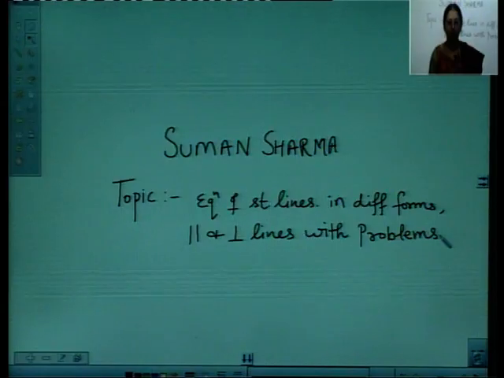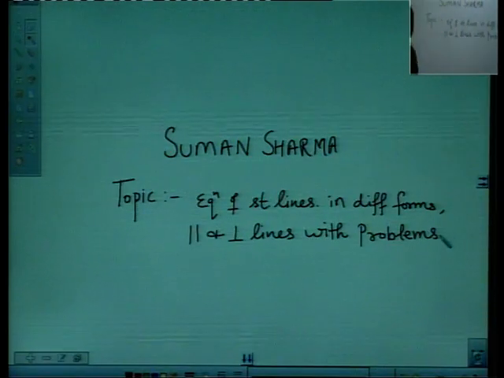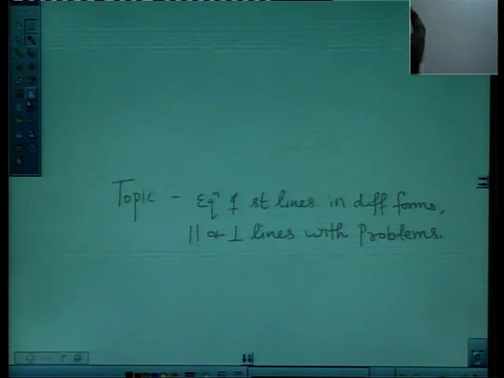Today my topic is equation of straight line in different forms and parallel lines and perpendicular lines with problems. So first of all, we will define a straight line. What is a straight line?